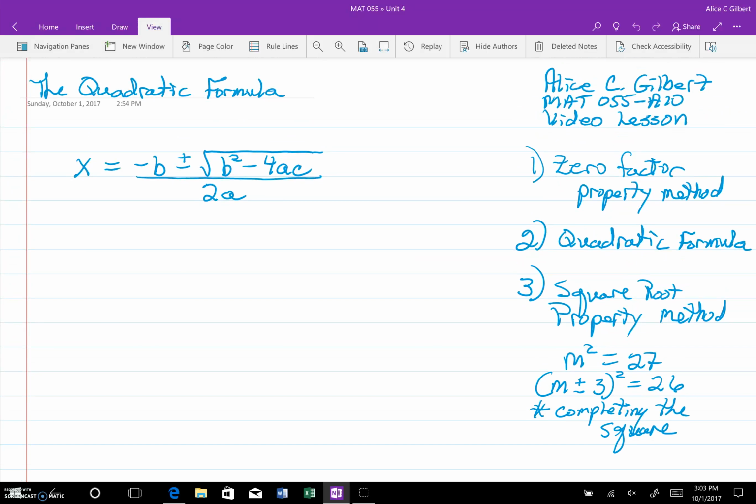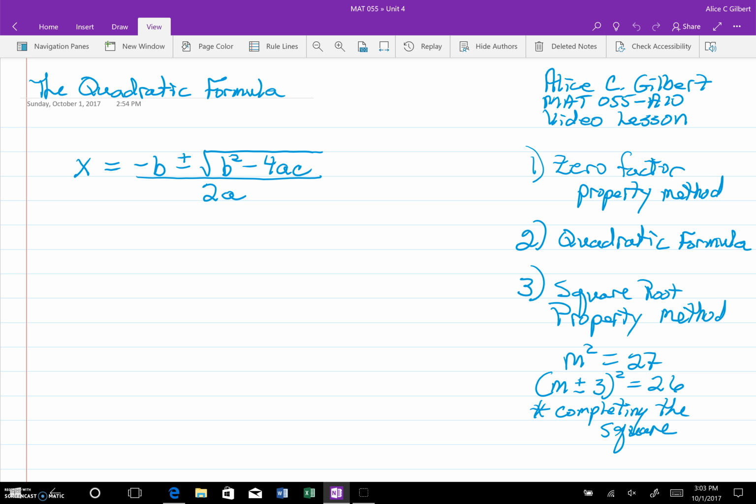All right, so the second section in this unit is all about the quadratic formula. So the quadratic formula is x equals negative b plus or minus the square root of b squared minus 4ac all over 2a. Let's review real quick. This is all for the quadratic equation. These are just two new methods that we are learning for how to solve the quadratic equation.